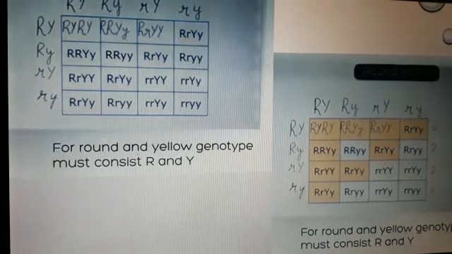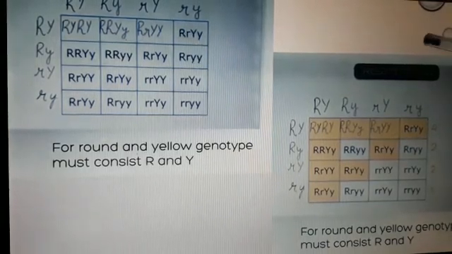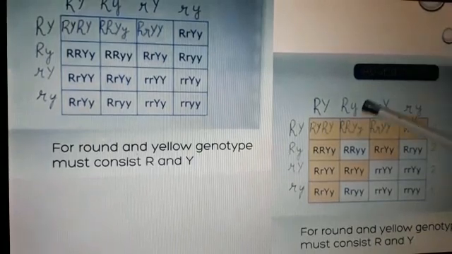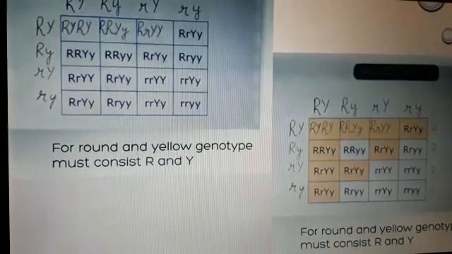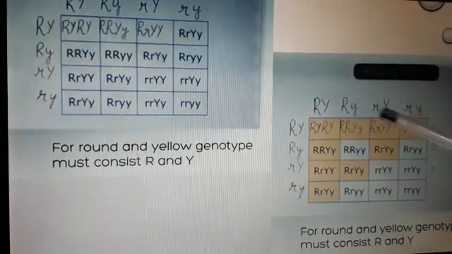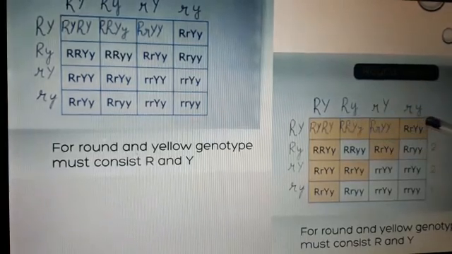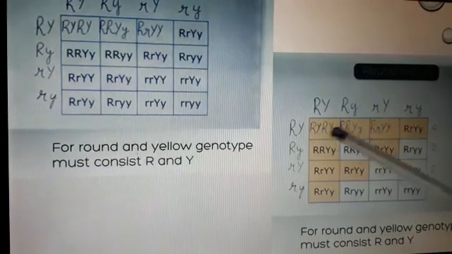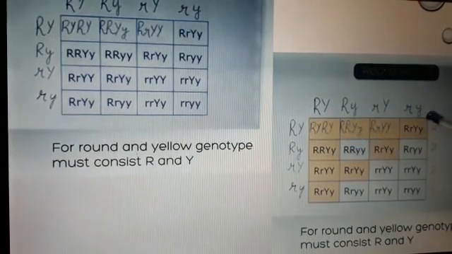Now, the round and yellow seeds which will be produced here, it means that it should have at least one capital R and one capital Y. So, in the first row we can see all the genotypes are showing the capital R and the capital Y, thus they all are round and yellow.